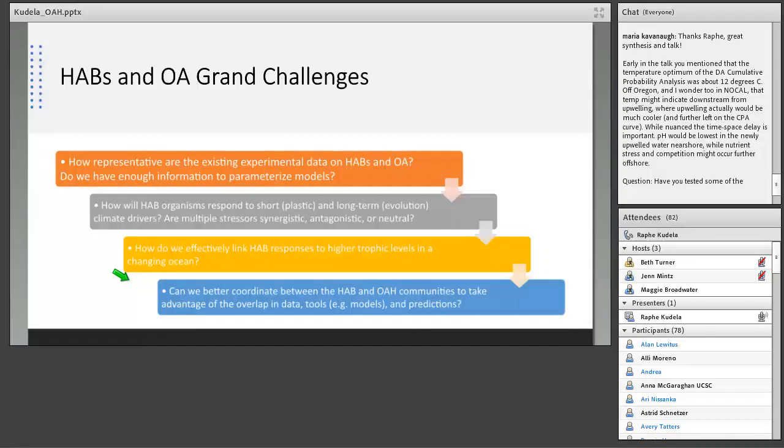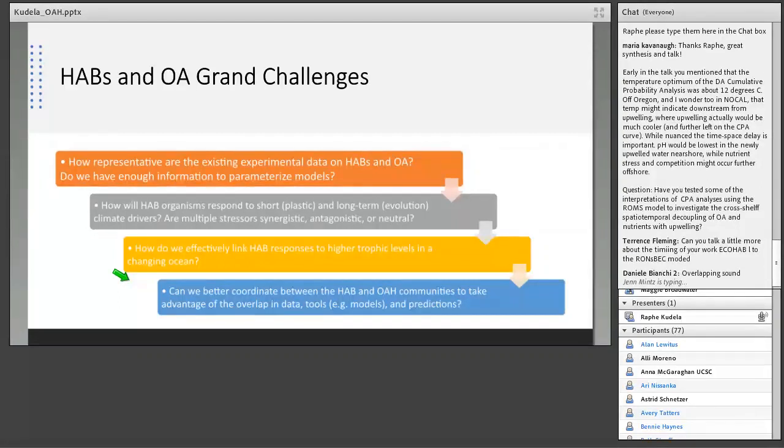I would refer particularly to John Ryan's paper from a few years ago, where he showed that the maximum toxicity in Monterey Bay was actually when temperatures returned to normal, rather than being during the intense upwelling period or during the heat wave. And so that's a really good example of some of the subtleties.